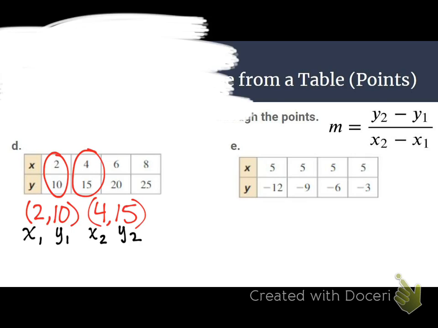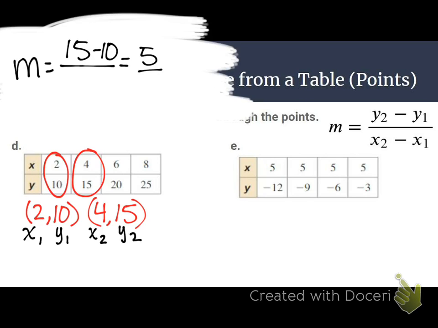2 subtract 4. I don't think that's what I want first. 10 subtract 15. 4 subtract 2. Dominic, what are you thinking? 5, because 15 minus 10 is 5. We do y2 minus y1. If you label this as your y2, you should be plugging in 15 first. But on the other one, we did the X1s and the X2s first. We can go back and look at that. It doesn't really matter as long as you're consistent.